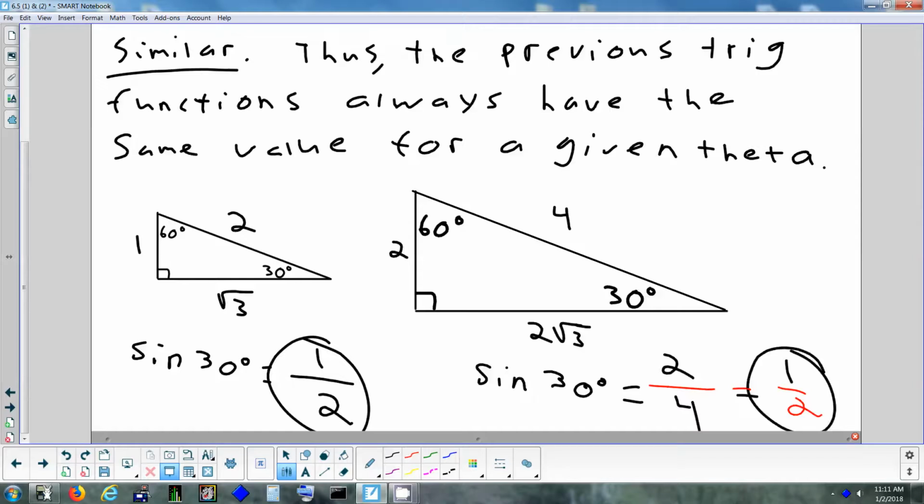Okay, so the point: the sine of 30 is the sine of 30 no matter what size triangle you're working with. The sine of 30 is always 1/2. Big triangle, small triangle, doesn't matter. Okay. Questions on that idea?